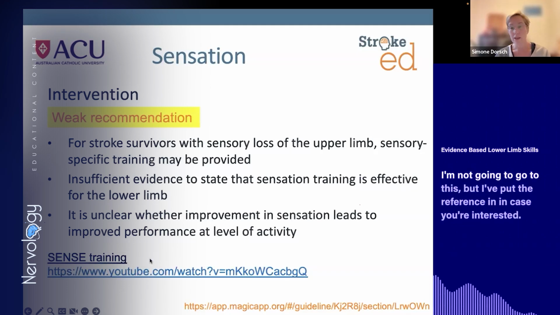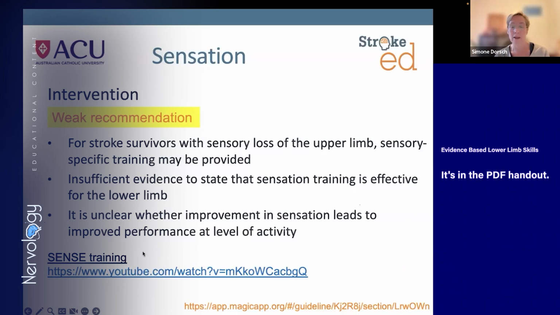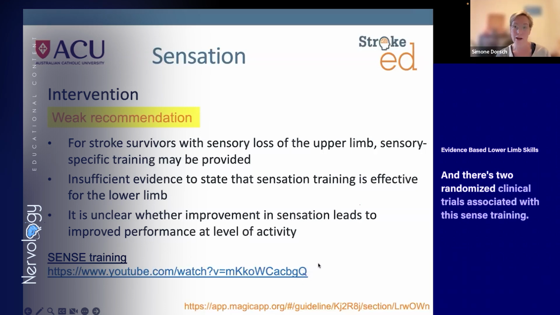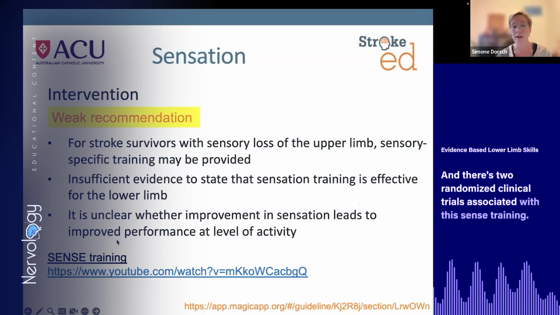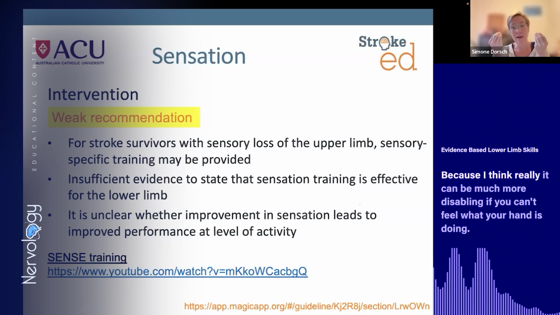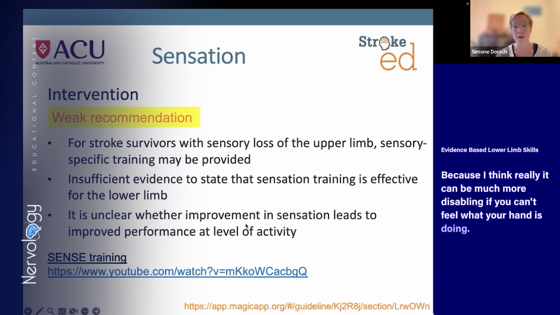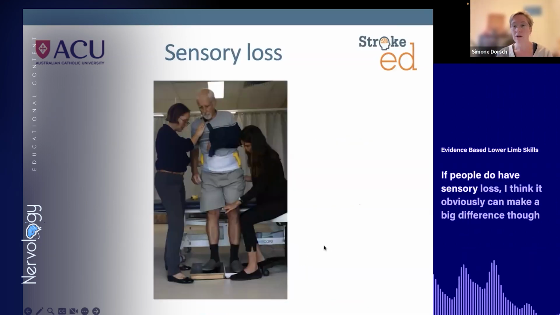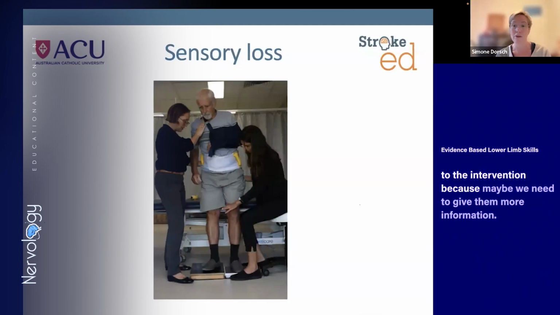I'm not going to go to this, but I've put the reference in case you're interested. It's in the PDF handout. But this is for upper limb training of sensation. And there are 2 randomized clinical trials associated with this sense training, where people do very specific training in the upper limb. Because I think really it can be much more disabling if you can't feel what your hand is doing. If people do have sensory loss, I think it obviously can make a big difference to the intervention, because maybe we need to give them more information.